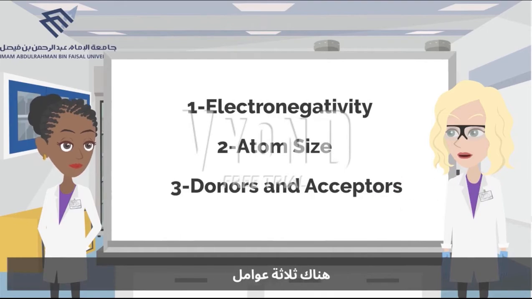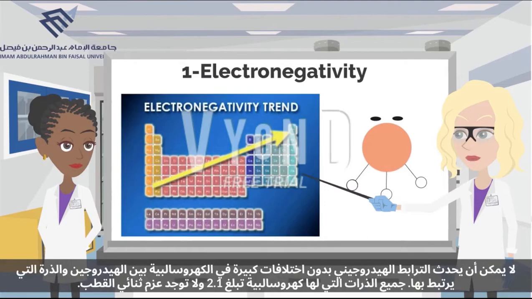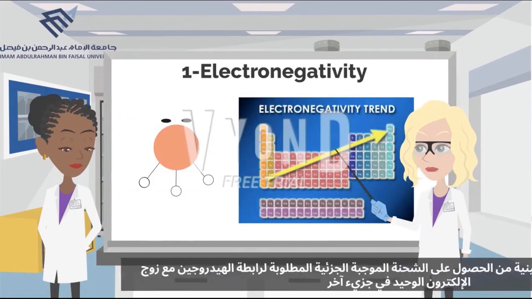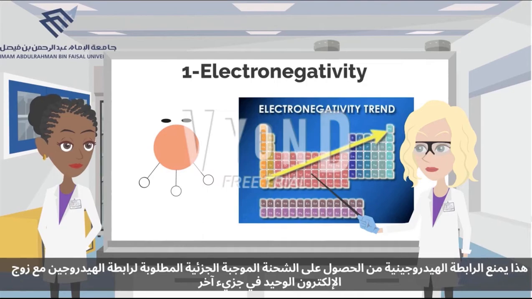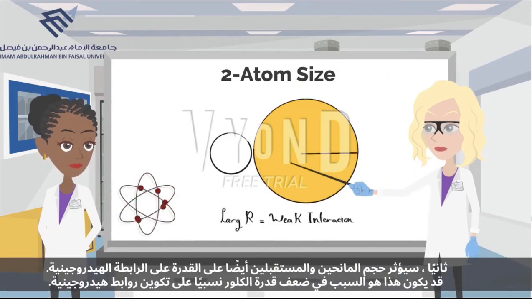There are three factors. First of them, electronegativity. Hydrogen bonding cannot occur without major electronegativity variations between hydrogen and the atom it is bound to. If all atoms have an electronegativity of 2.1, no dipole moment exists. This prevents the hydrogen from obtaining the partial positive charge required to hydrogen bond with the lone electron pair in another molecule.